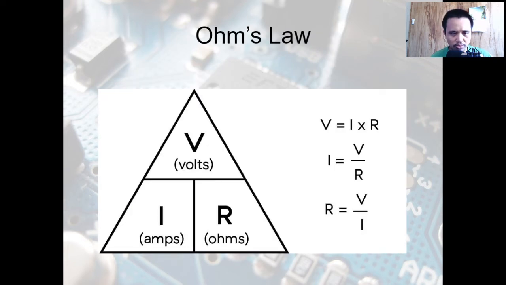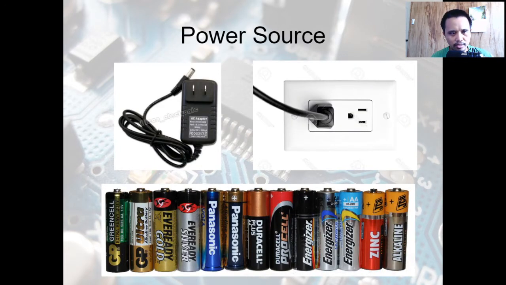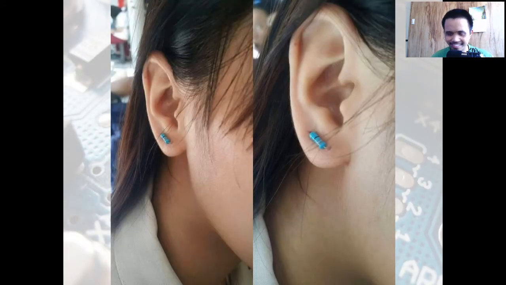This is Ohm's law, which will define the relationship also between the three. This is the circuit diagram. You still remember, and then the power source. This is the resistor with its color coding. So this lady here used the resistor as an earring.